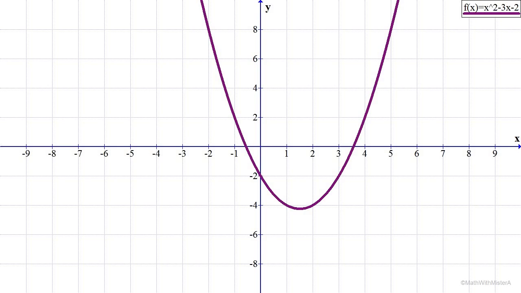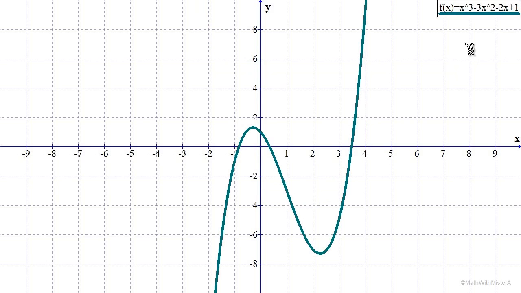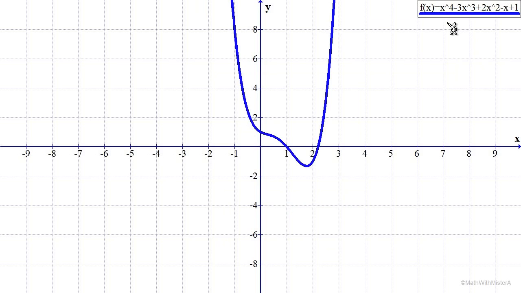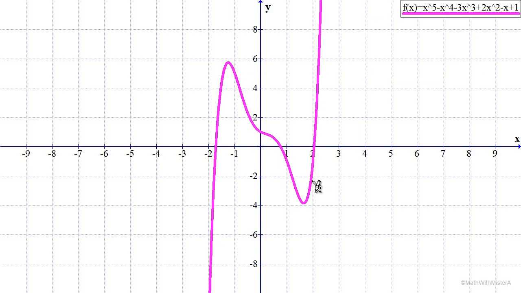Now let's look at a few examples of polynomial graphs, or graphs of polynomial functions. As we go through a few, I want you to pay attention to just the overall shape of the graph, as well as what we could see about the domain of the graph, what possible x values we see. Here's f of x equals x squared minus 3x minus 2, a degree 2 polynomial. Here's a degree 3 polynomial, degree 4. Here's a degree 5 polynomial, interesting one.